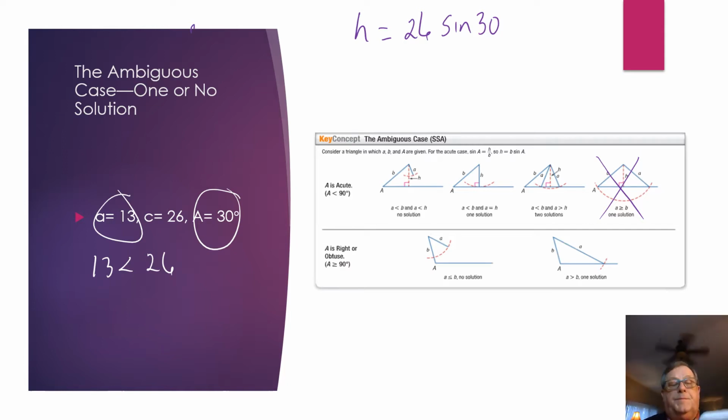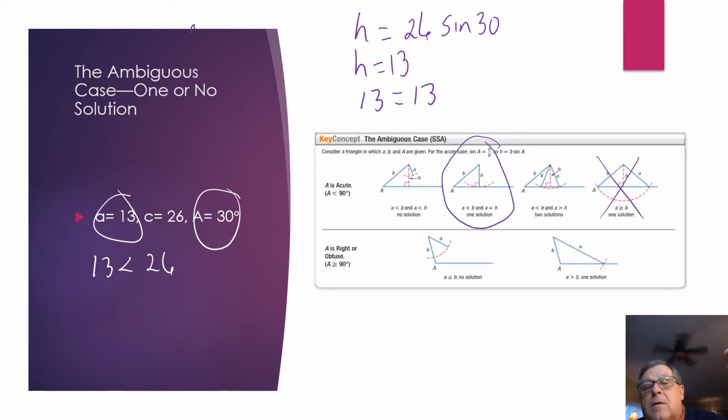Well, let's see what we got. 26 times the sine of 30. That's 13. Oh, so H equals 13. The side opposite the angle we know is also 13. So 13 equals 13, which means what? That this is our scenario. So we've got one solution, and in fact, we have a right angle. So we got one angle that is going to be 90 degrees.